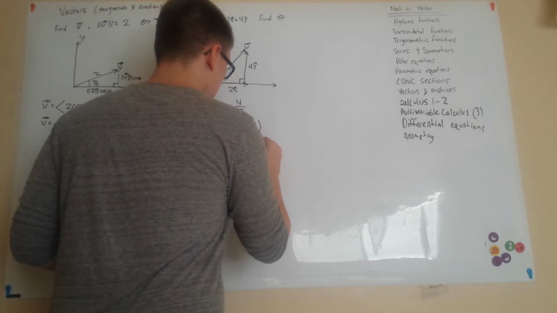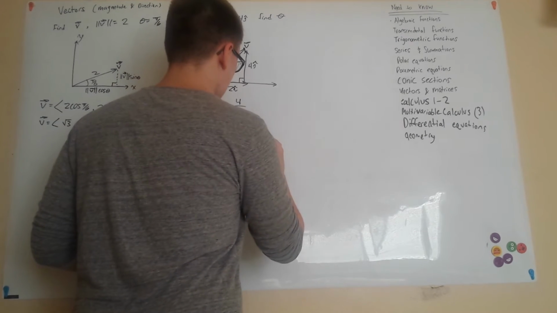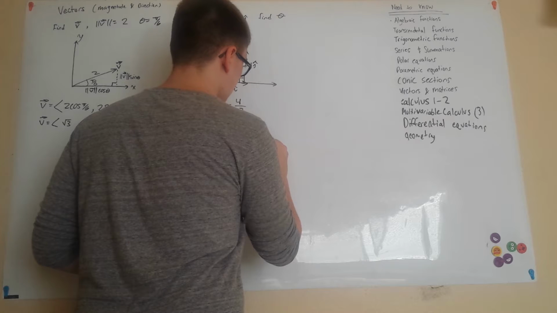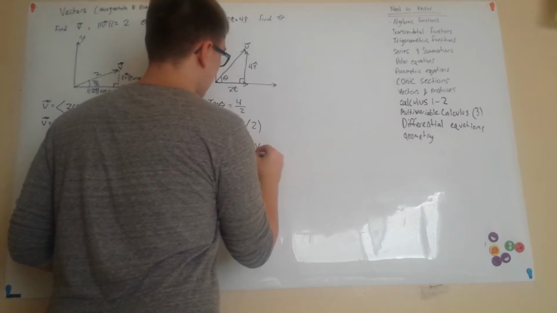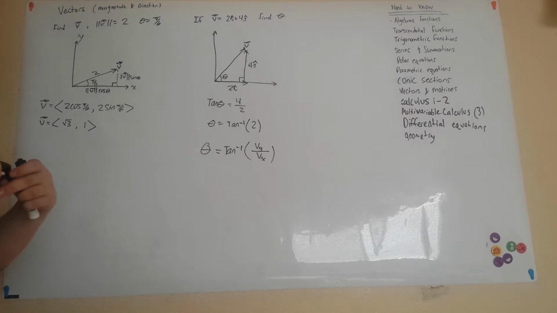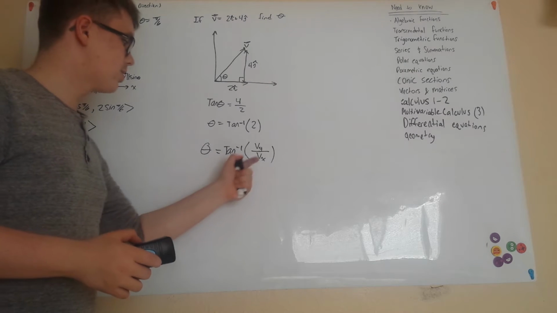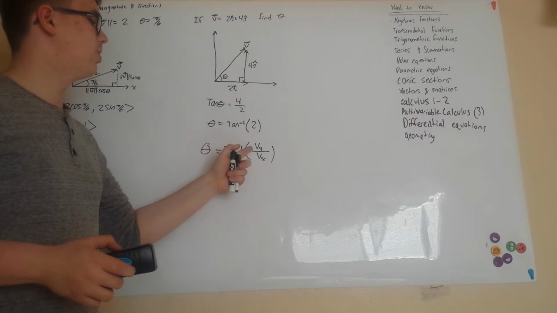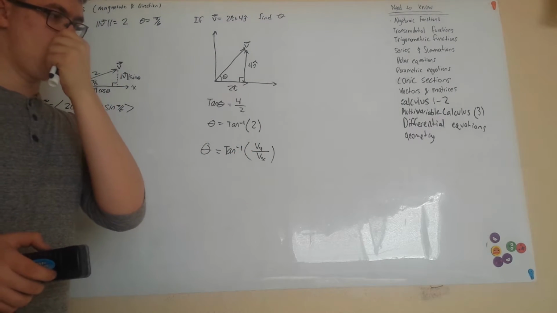So, the tan inverse of what? Your y component over your x component. That's your angle right there. That is your angle theta of any vector. Just the tan inverse of the y component over your x component.